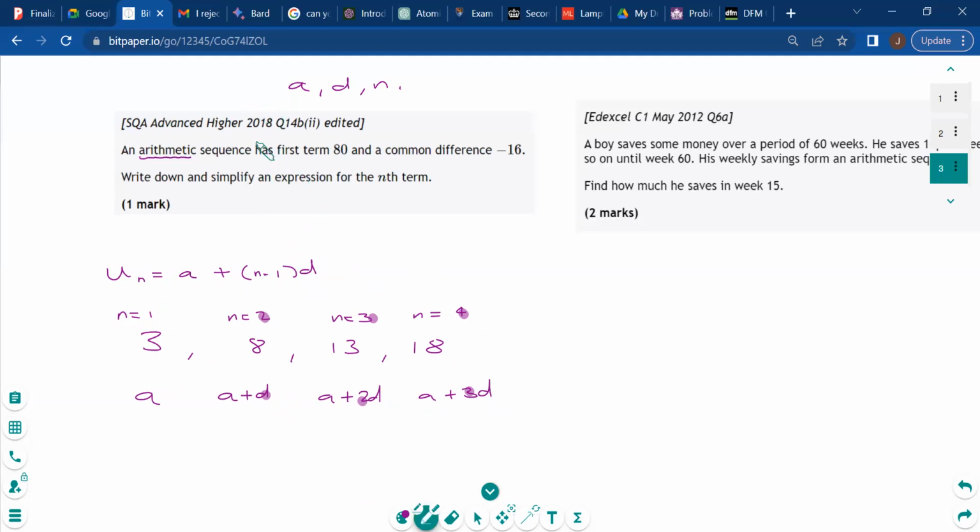And let's answer the question now. An arithmetic sequence has a first term of 80. So the A is 80. The common difference, the sign is important, is -16. Write down and simplify an expression for the nth term. Well, all you would say is the nth term, using the rule, is 80 plus n minus 1 times, I'm going to put the -16 in brackets because that tends to cause problems. And you could just expand that out if you wanted to. But typically the way it's written there is the way we're going to use it. So let's practice that a little bit more.